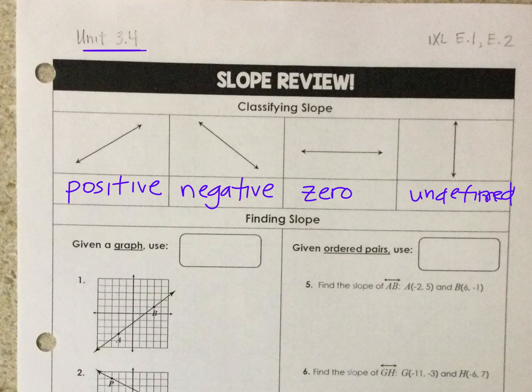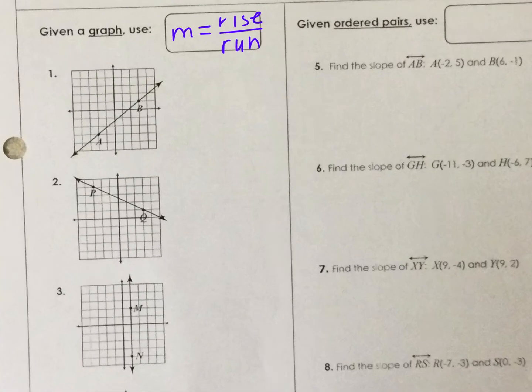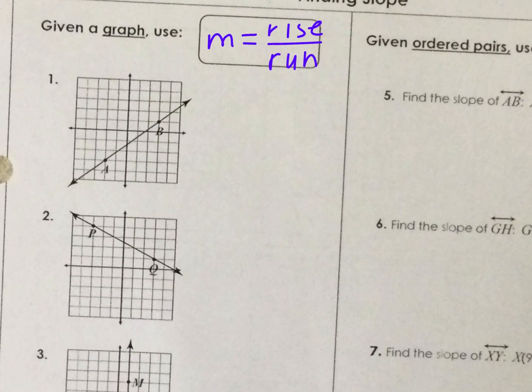So we know that the letter that always represents slope is an M, and to find that, we do rise over run. Our answers are in fractions. So I'm going to start at A because it's the lower dot. I'm going to rise 1, 2, 3, 4. I'm going to run 1, 2, 3, 4, 5. So the slope of that line is 4 over 5.